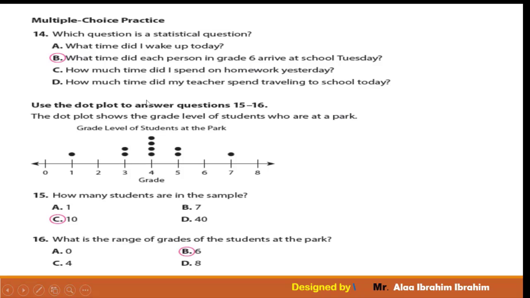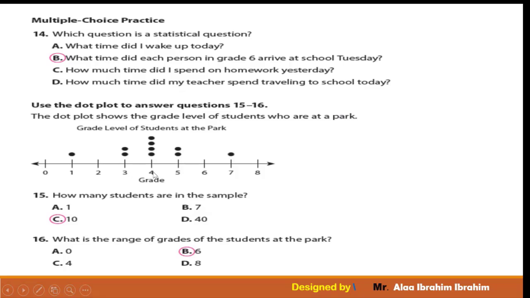Now we're going to the last part, the last question, with choices. We're dealing with which question is a statistical question. I told you about the statistical question for the last time. This means we're dealing with different or many answers. So what time did I wake up? I mean one person. So this is not statistical. What time did each person wake up? So this is my answer, because I deal with each person in grade 6, and the others are about I and my.